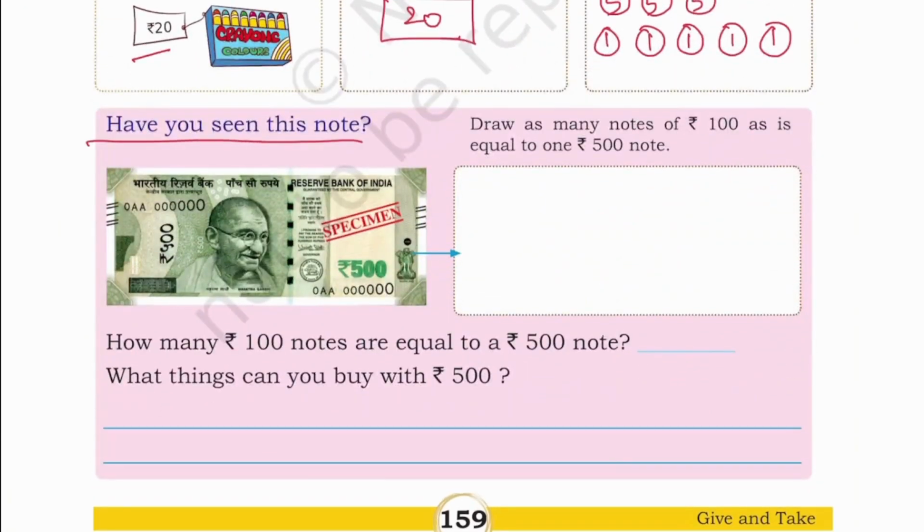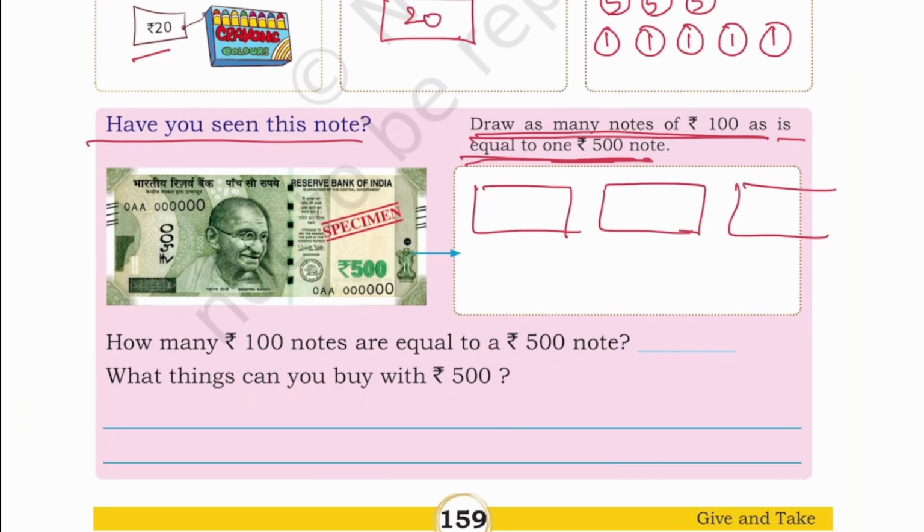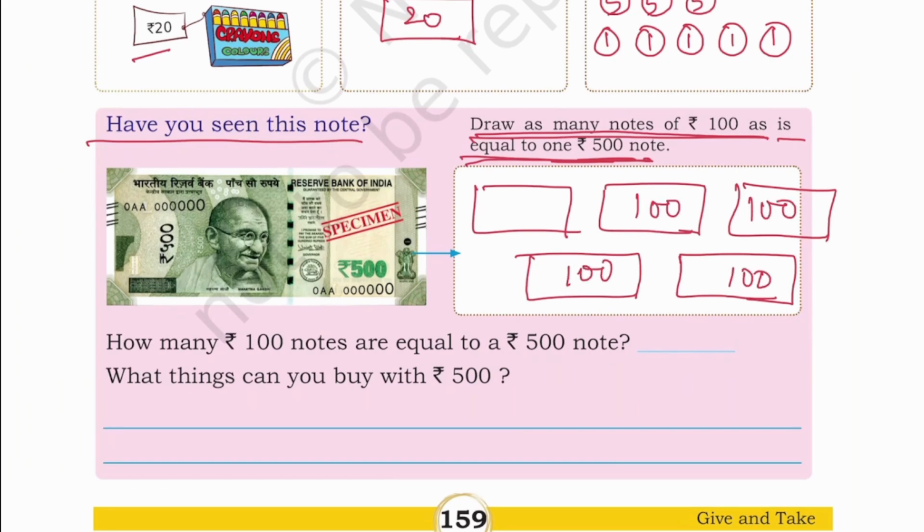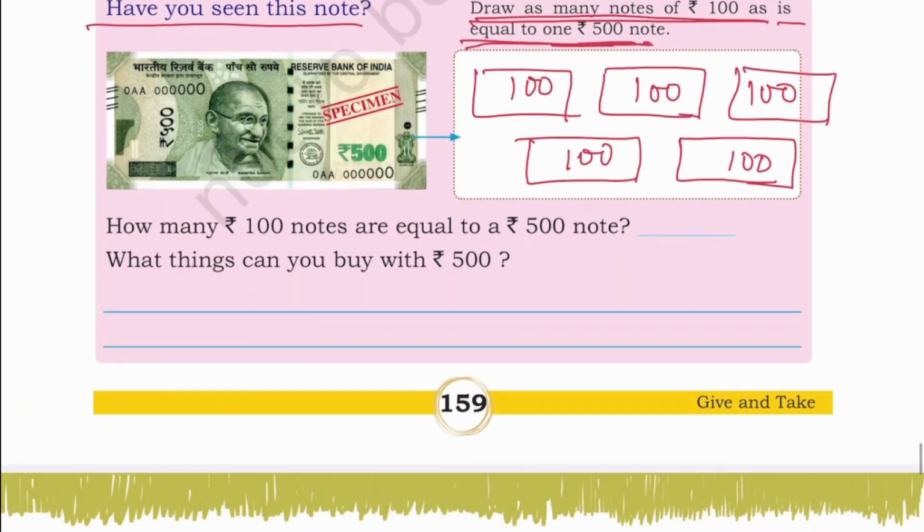Have you seen this note? Draw as many notes of 100 as is equal to a 500 rupee note. You have to draw a 500 rupee note here. That will be equal to 500. 100, 100, 200, and then 300, 400, and 500.